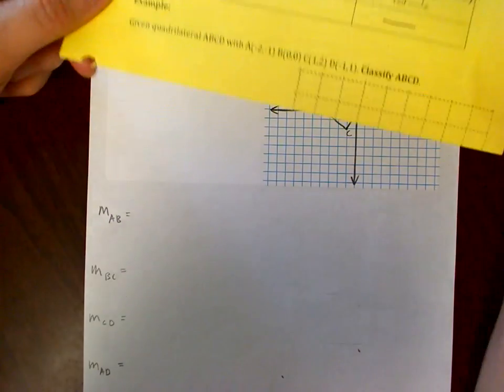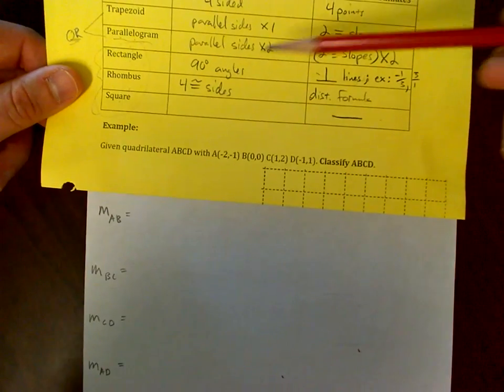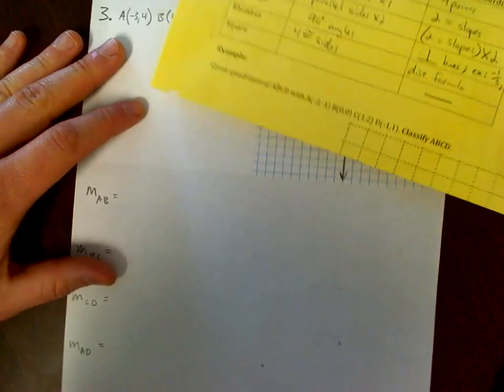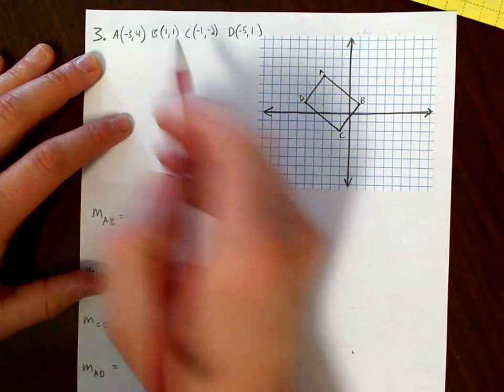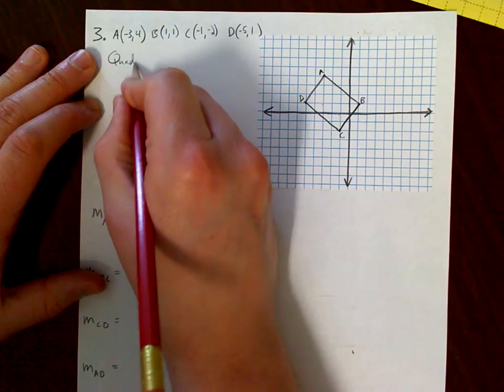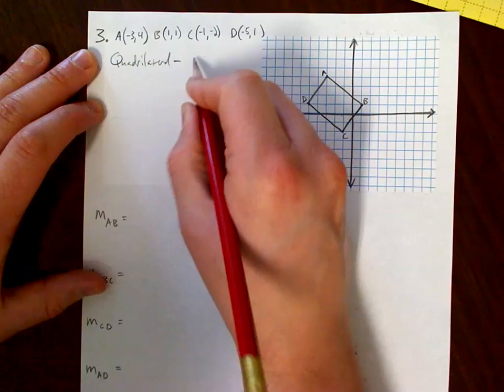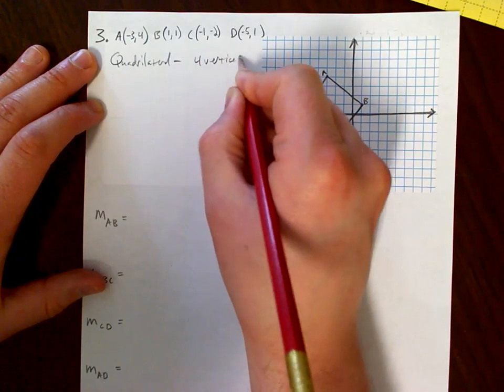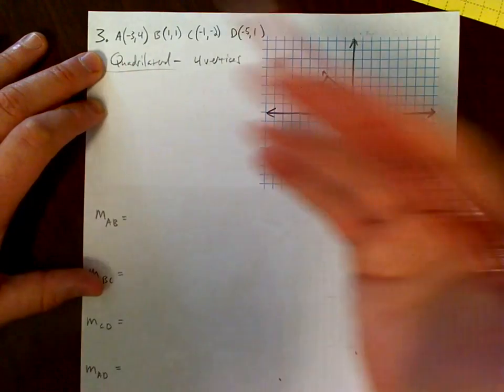All right, so let's do number 3. We're going to keep these notes out, that way we can know how to classify this quadrilateral. So I'm looking, is it a quadrilateral? Well, it's got 4 points, so yes, it is a quadrilateral. And the reason, there are 4 vertices. All right, so that's as far as I can take it so far.